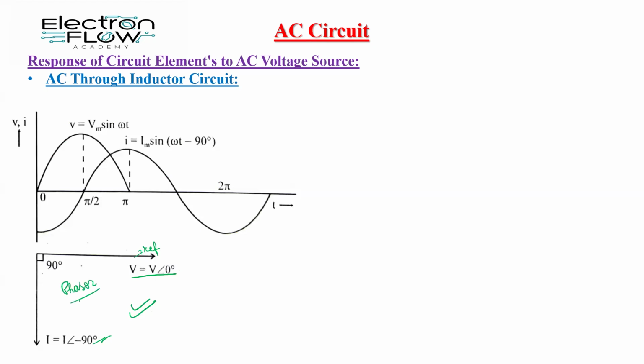If I talk about the waveform representation, this is our voltage waveform, which starts from 0, and from minus 90 degree we have the current waveform situated, like that. This is how we can show the waveforms and the phasor diagram in the case of the pure inductance.